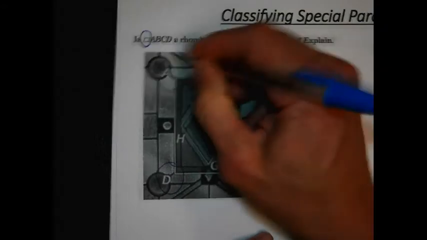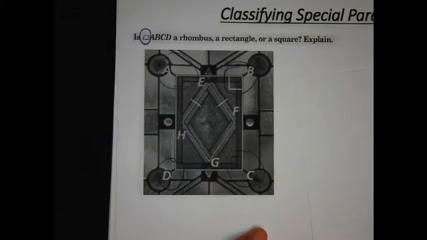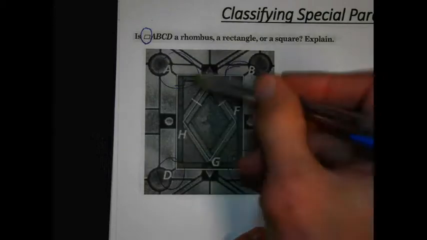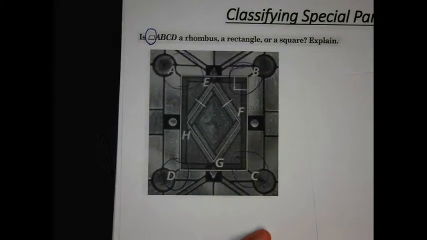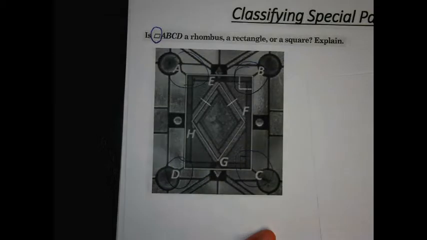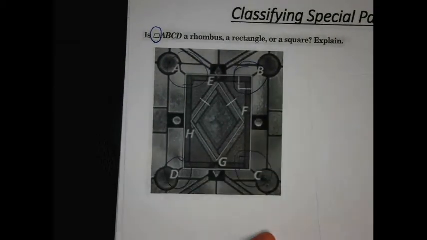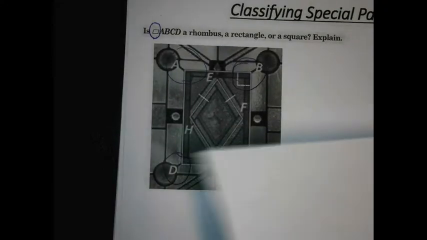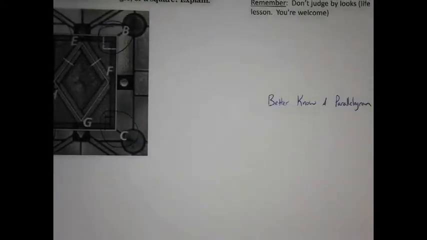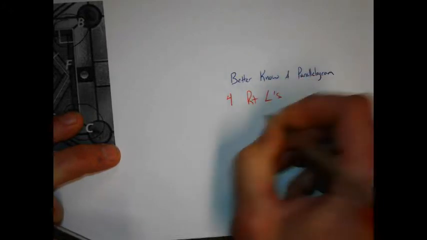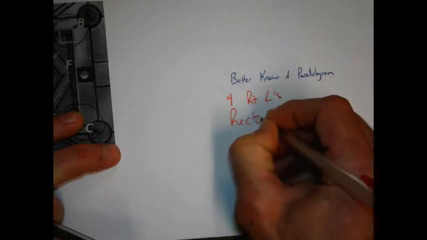So because it's a parallelogram, we now know all this stuff. So what do we have? We have 4 90-degree angles. That's all we know. We don't know any lengths. We don't know anything about congruent sides. We just know that we have 4 90-degree angles. So guess what we have? We have a rectangle. So we better know our parallelograms. We have 4 right angles. We have a rectangle, and that's how we classify it.